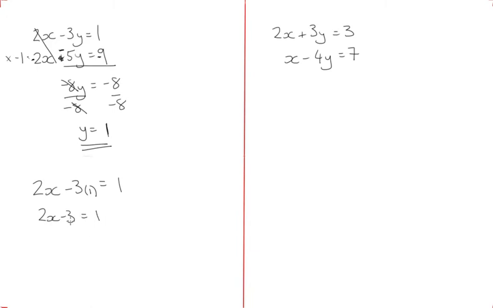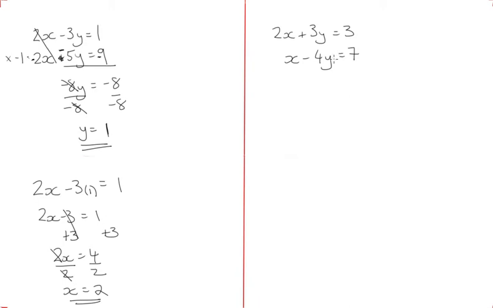Now I want to get rid of this minus 3. I want to get it on the other side, so I plus 3 to both sides. They cancel, so I'm left with 2x is equal to 1 plus 3 is 4. And I want to get rid of this 2, so I divide both sides. They cancel. X is equal to 4 divided by 2, which is 2. So now we know what x is and we know what y is.